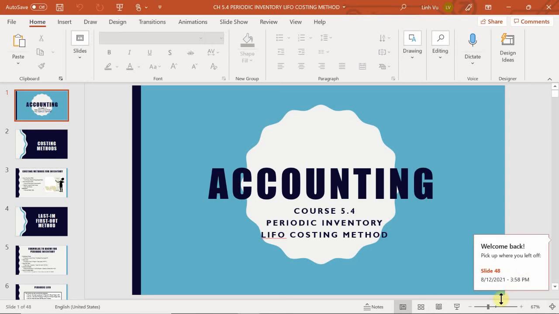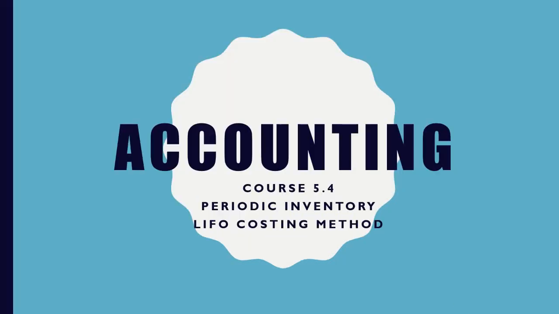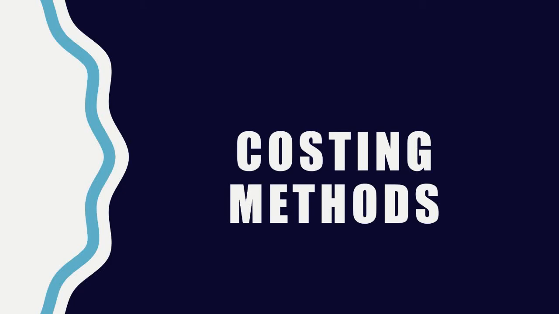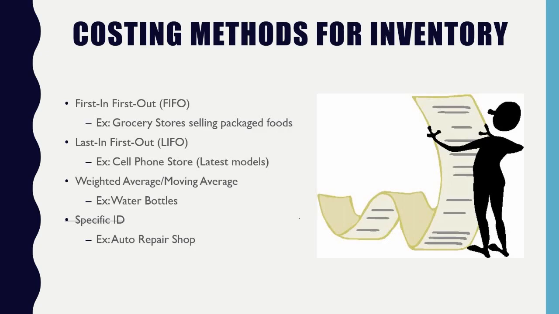Okay, so again, welcome back to 5.4, where we take a look at another way to cost out our inventory. We're going to review the costing method. Yesterday we took a look at FIFO, which is more along the lines of typical businesses that sell perishable goods or sell things that have expiration dates.